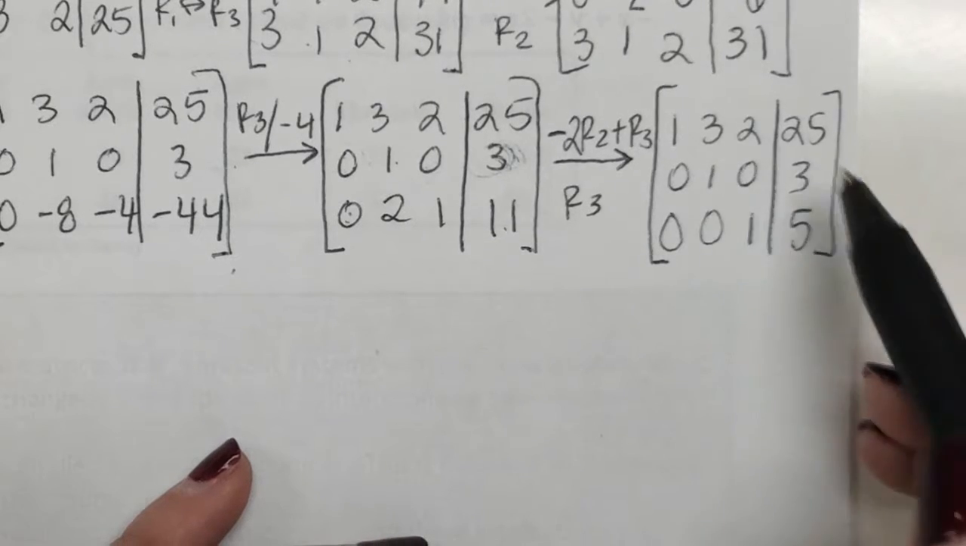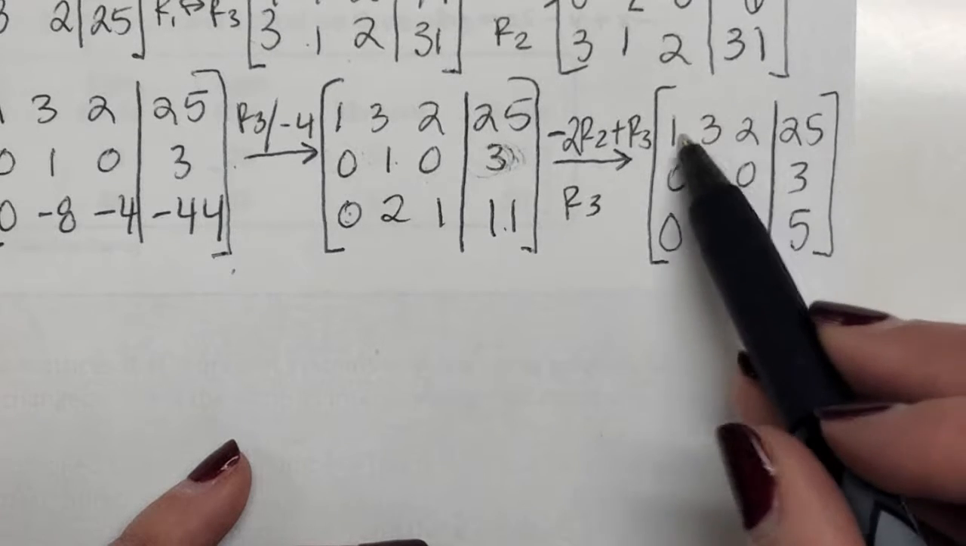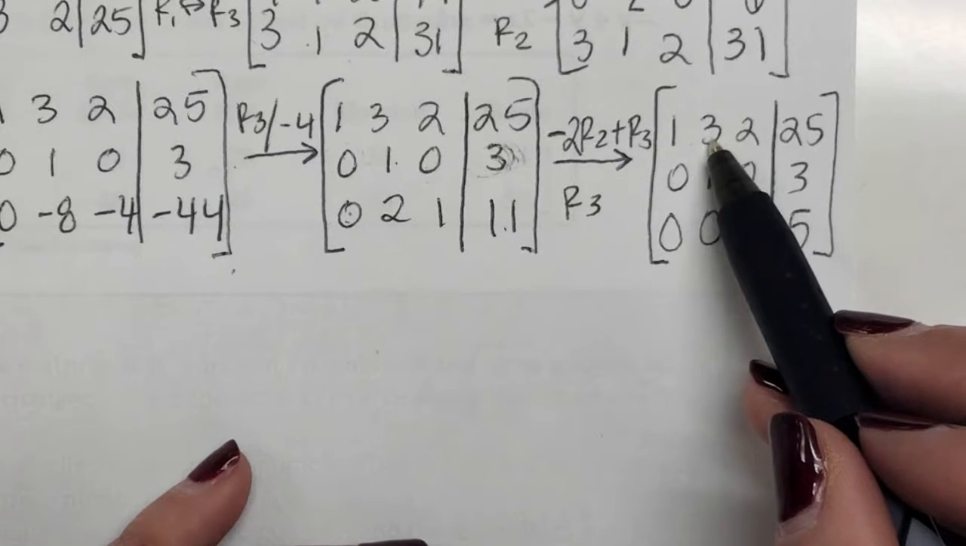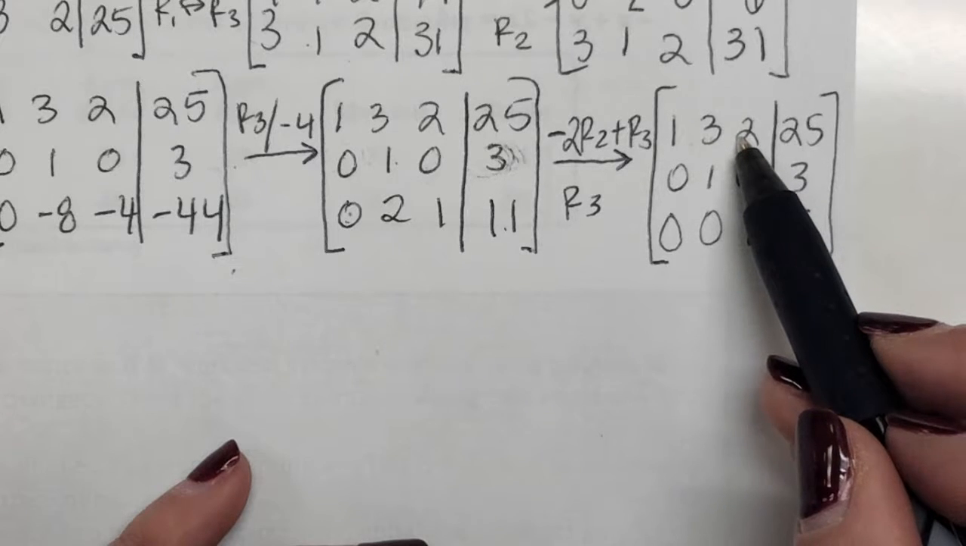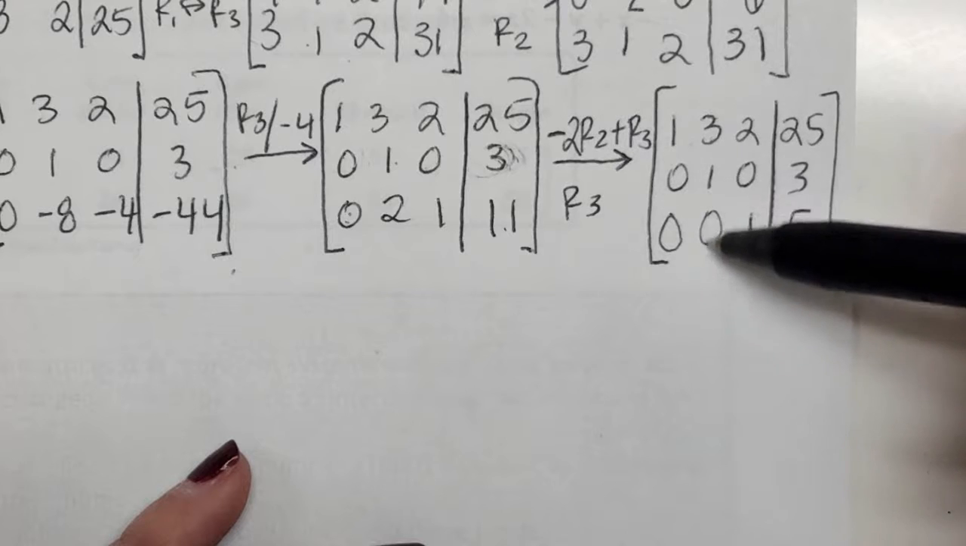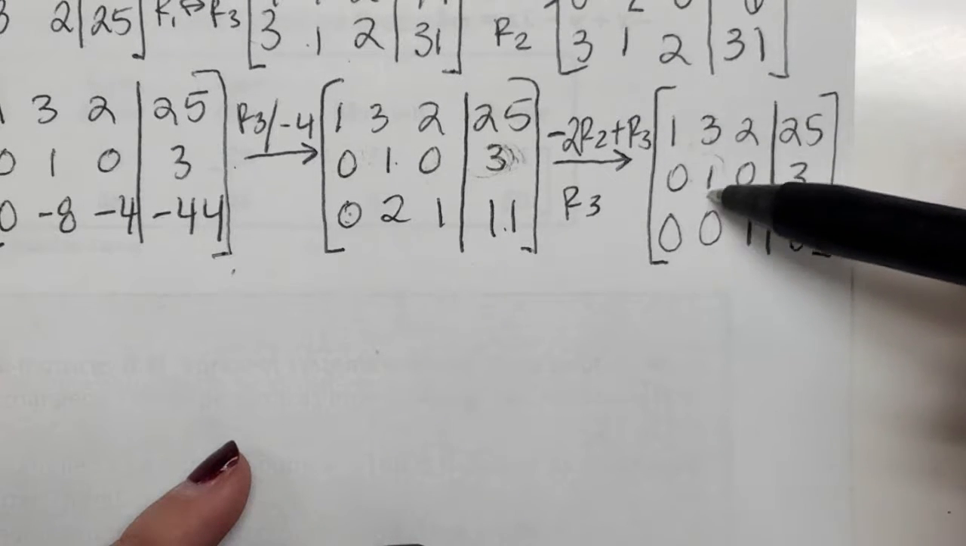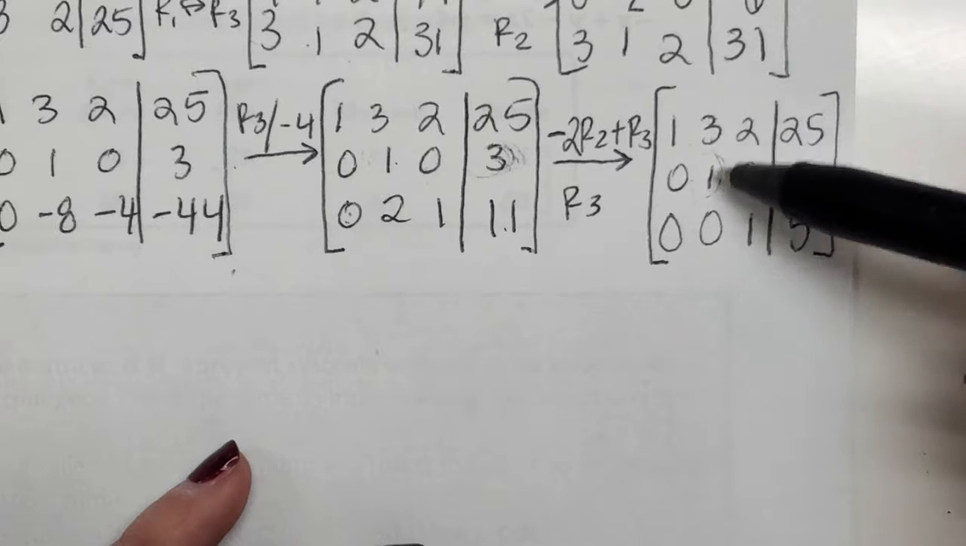Alright, the only two numbers we have left to change right here is what? 3 and 2. We need to make this a what? Nope. 0. And this one a 0, correct? So let's focus on the 3 first. What's the only row that could help us out? Row 2. What do I need to multiply this by to cancel out this?